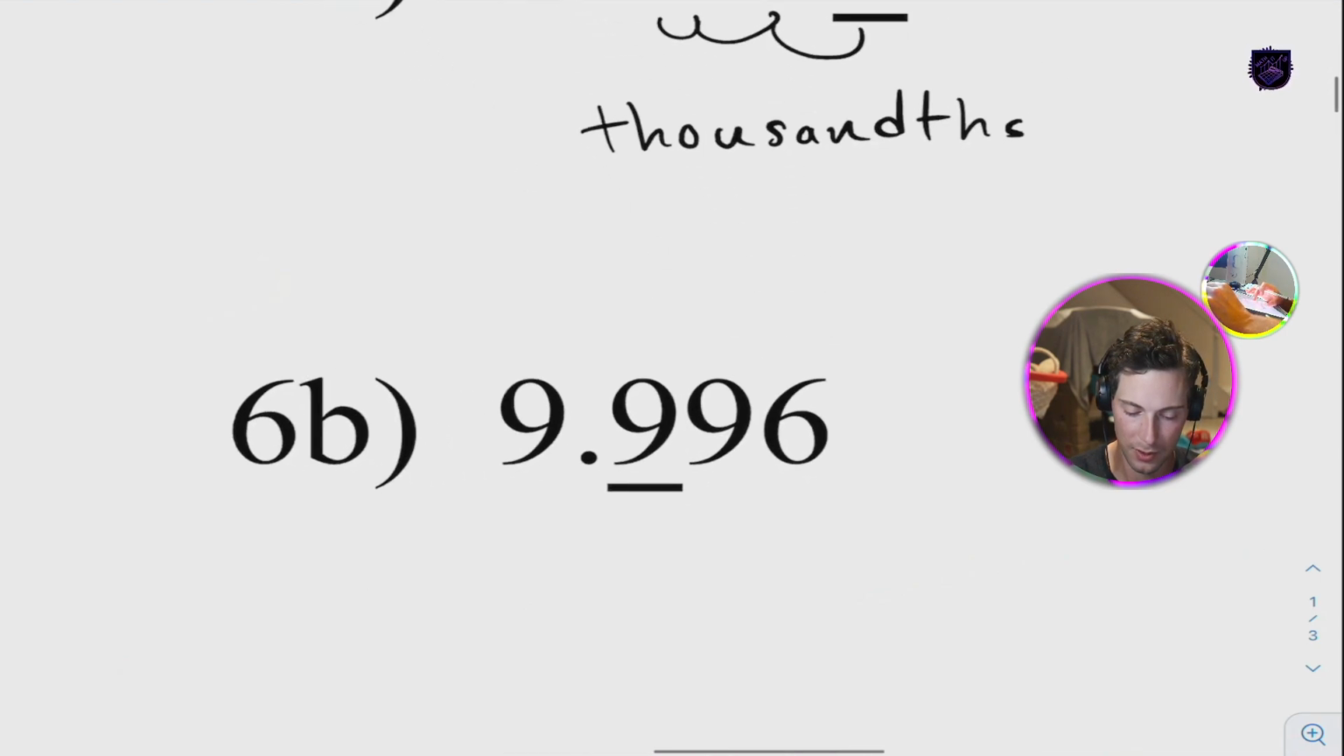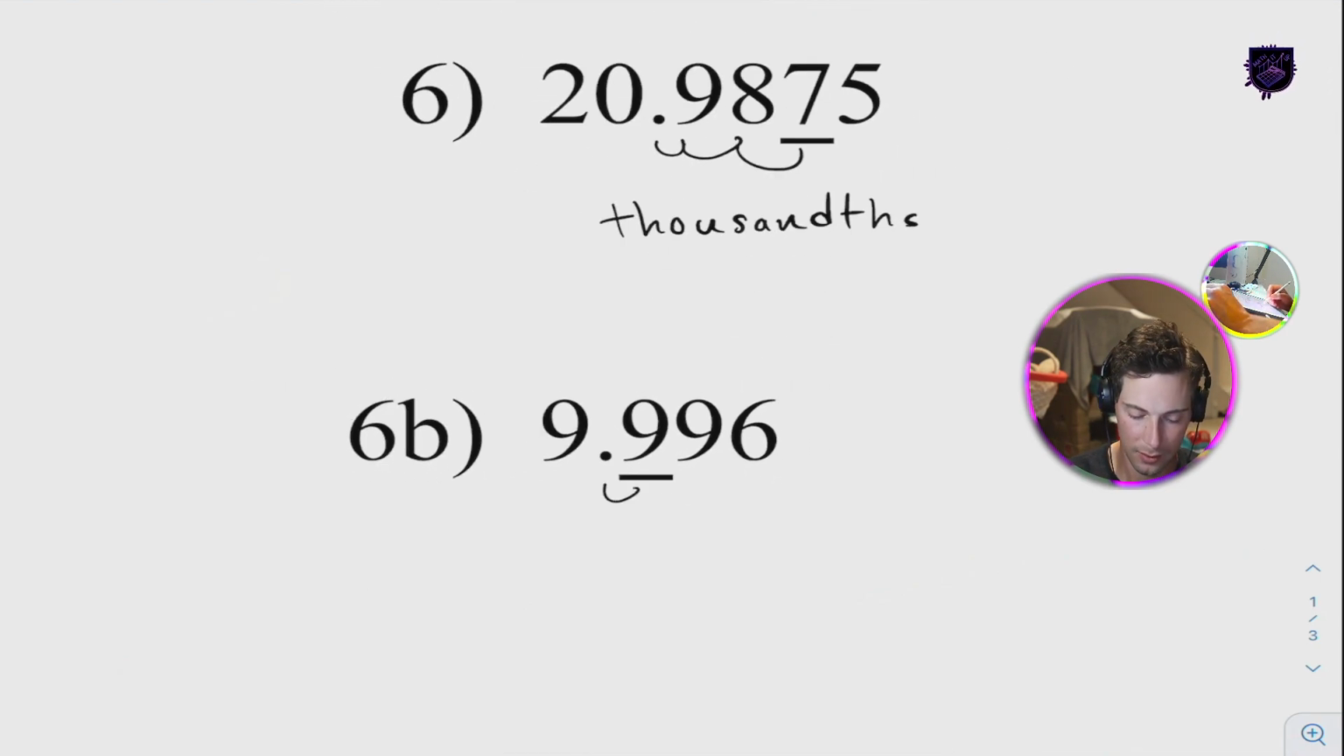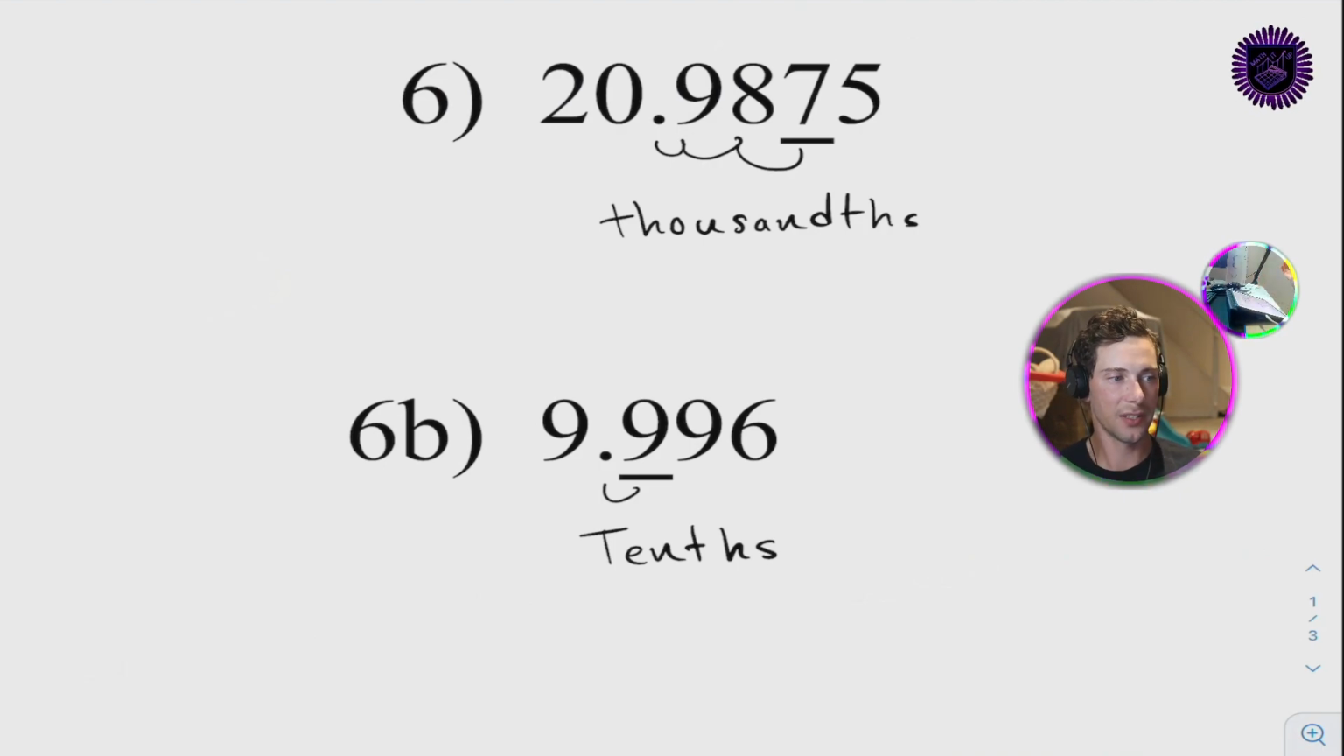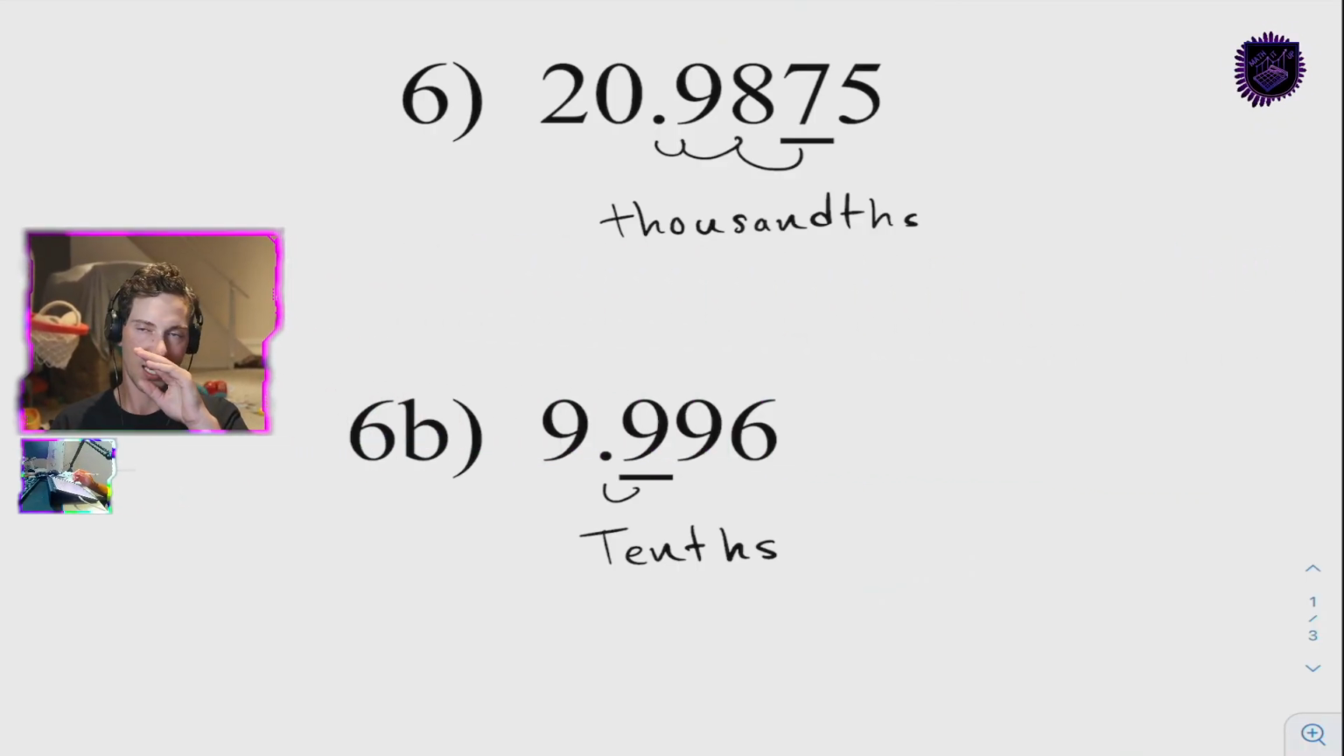Okay. And the last one here. Oh, the most difficult one yet. Tenths. All right, that was it. That's the whole first section. Boom, done. All right, so let's jump into a new camera frame and let's move on to the next section.